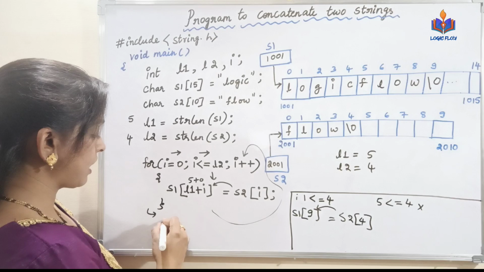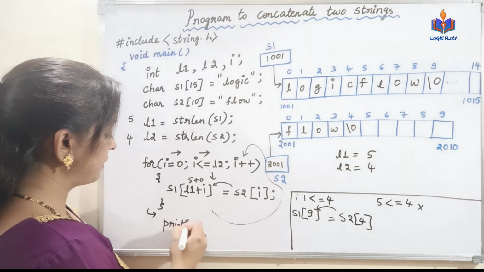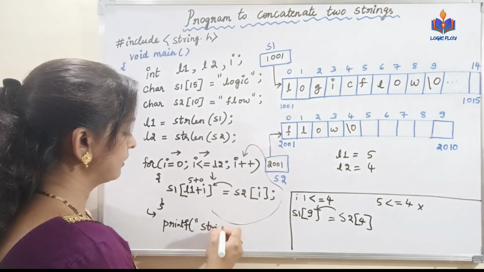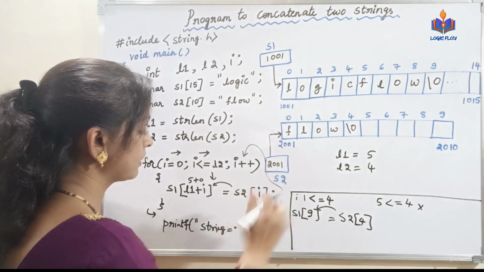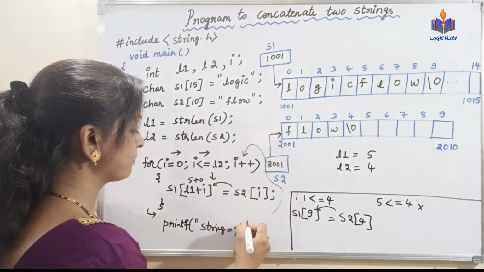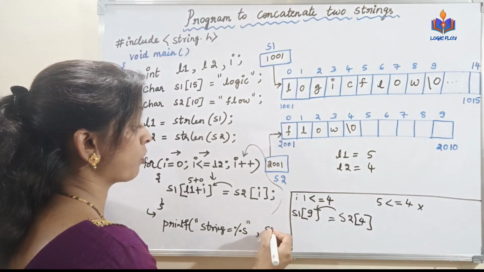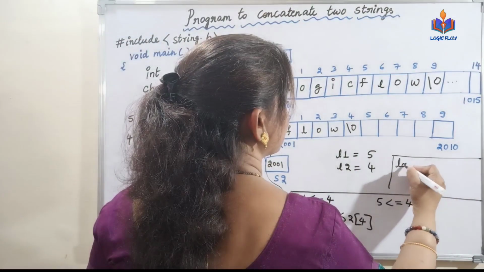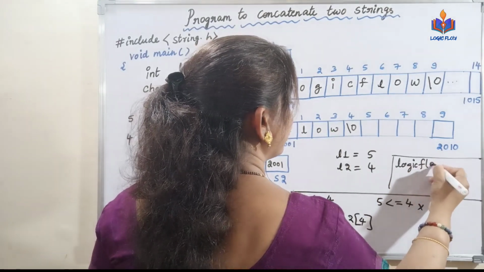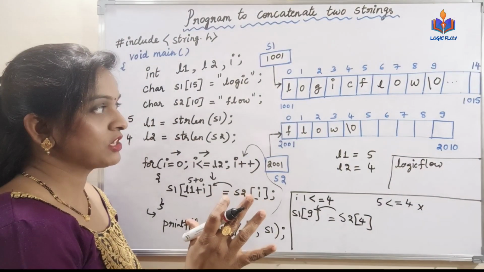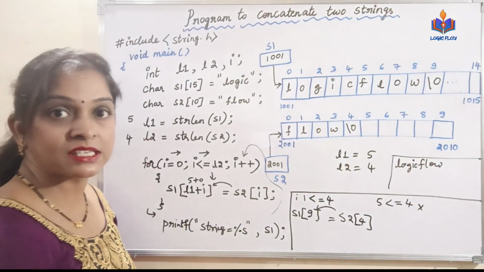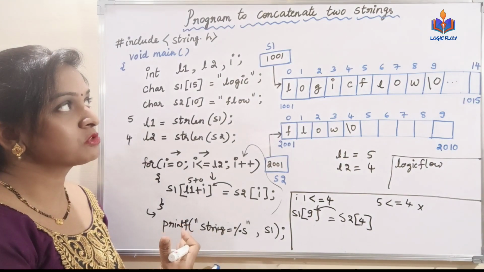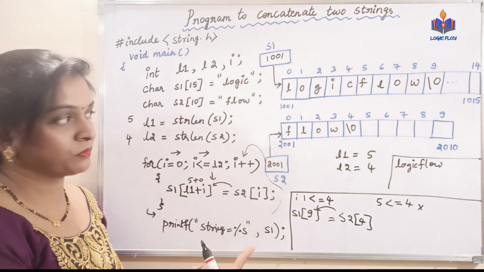Now I can just print the content. printf concatenated string, I say string equal to percentage s. Which one I need to print? Yes, S1. So what will be my output? It is logic flow. Hope you have understood why we have written L1 plus I. So this is how the code runs, and this is how we concatenate two strings without using a function. So this is the dry run.